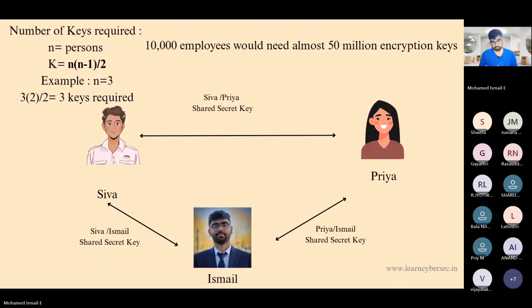We'll go deeper. There is a formula to identify how many keys we need to support 10,000 employees in the organization. Consider that you have 10,000 employees in your company, and you need to protect their communication with one another. When they communicate among all 10,000 employees, they must use symmetric encryption. If you apply the formula n(n-1)/2 with n equal to 10,000 employees, you need 50 million encryption keys. That is very huge.